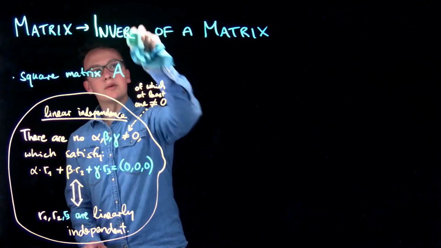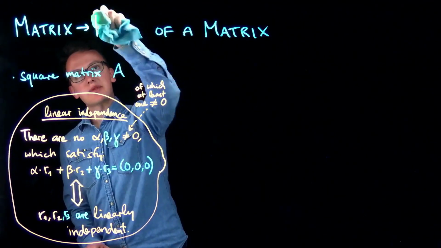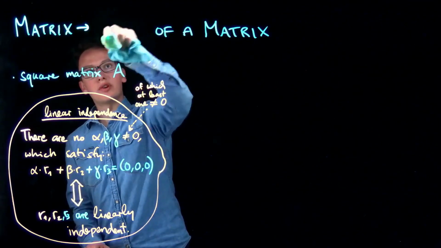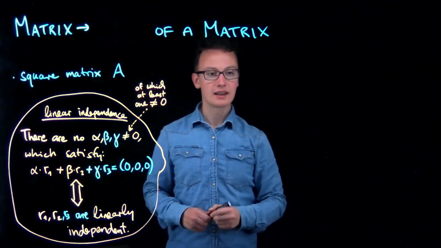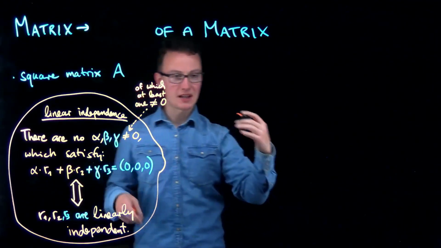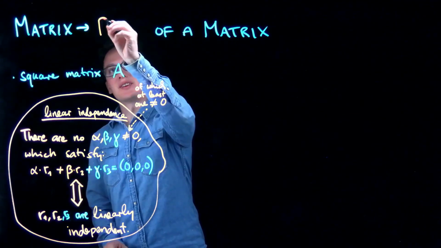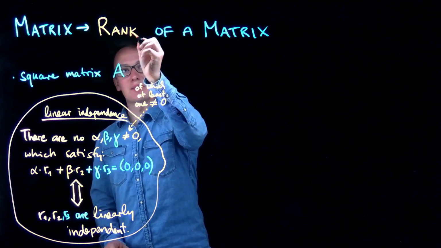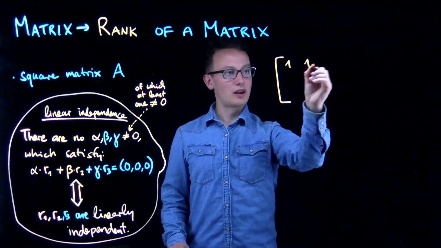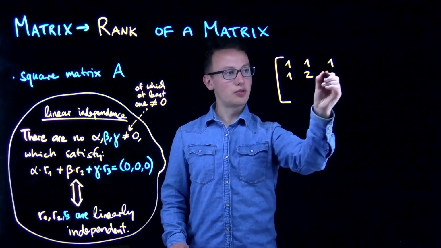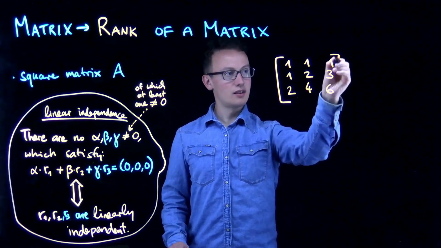All right, so the rank of a matrix is a number, and it basically describes the number of rows that this matrix has which are in fact linearly independent of each other. All right, and this concept starts to make sense maybe at least in 3 dimensions. So bear with me for a moment, and we're going to see an example. So let's say we have the matrix 1, 1, 1, 1, 2, 3, and 2, 4, 6. Okay, those are the rows.